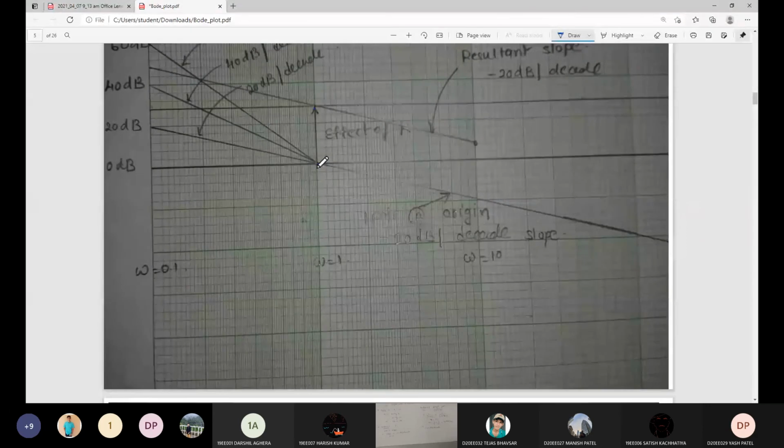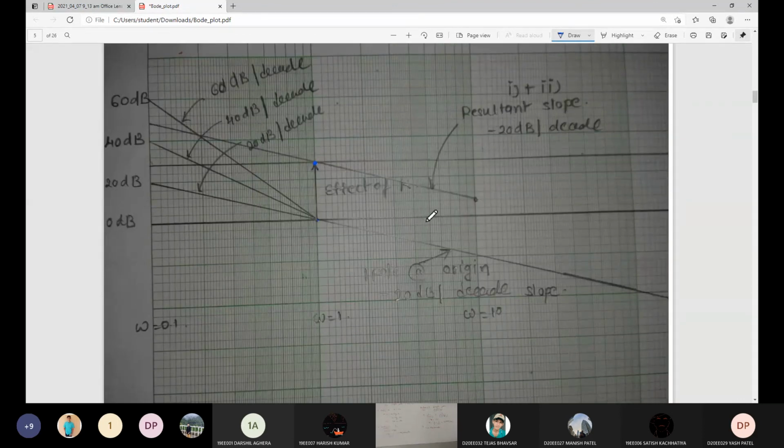So I will shift this point, okay, to which point? From here I will take it up to this point, but this point should have a slope of minus 20 dB per decade. So I will take a scale from here, draw a line parallel to this, draw a parallel line from here, and draw this. Okay, you will not understand much in this, I will draw one and show you.